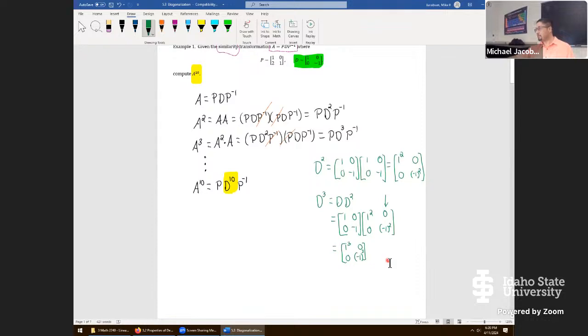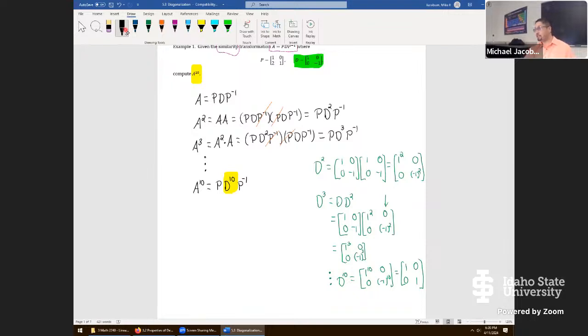It turns out that D to the power of 10 really just boils down to taking your diagonal entries and raising them to the power 10, because that's what we really were after. Let's just calculate these entries right here. 1 to the power of 10 is definitely a 1. 0, 0, negative 1 to the power 10 is a 1. It turns into the identity matrix right at that stage.